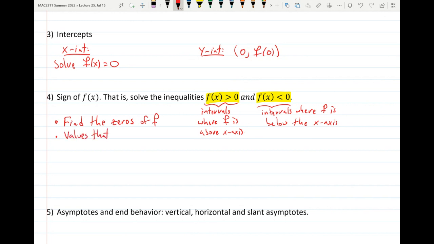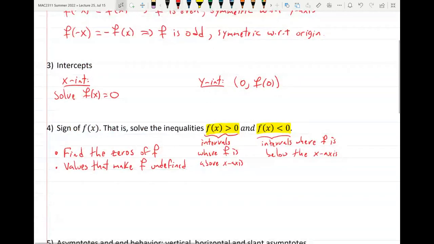Values that make f undefined. And then once you have these numbers, these values, which by the way, once you get to this step, you already have this information. For example, the zeros of the function. Okay, look at step 3. You had to find those numbers when you were solving for the x-intercept. So the x-intercepts in step 3 are already the zeros of the function that you need here.